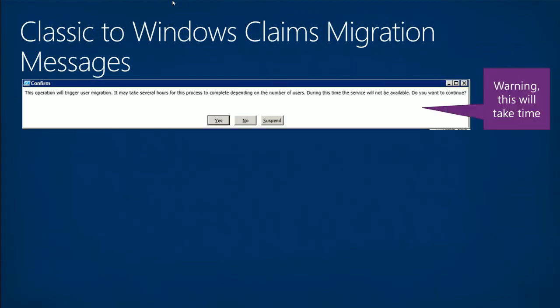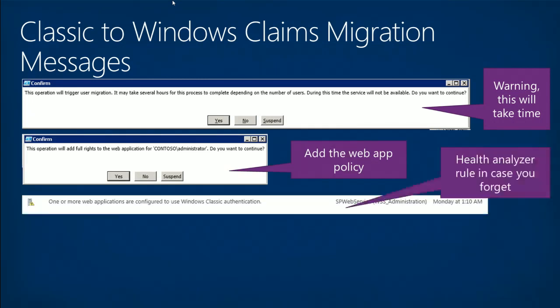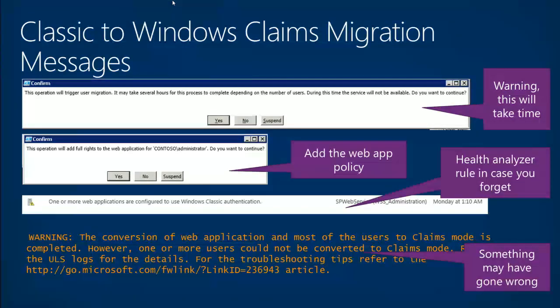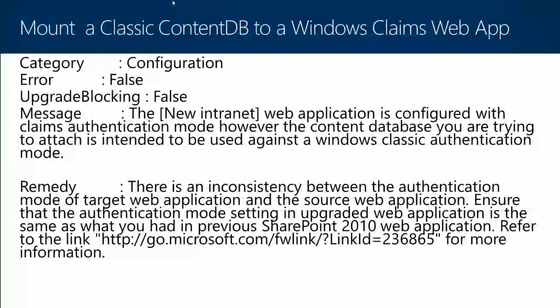Some of the messages that you'll get, we saw these. Again, these are here for your reference, so that you can take them down so that you're not scared when these things are popping up at you. And some errors that you're going to get when you do mount. So this error here is if I have a 2010 content database in classic mode, and I mount it to a Windows Claims application on SharePoint 2013, I get this error, and that error says there's an inconsistency. You have to do something in order to get this working.